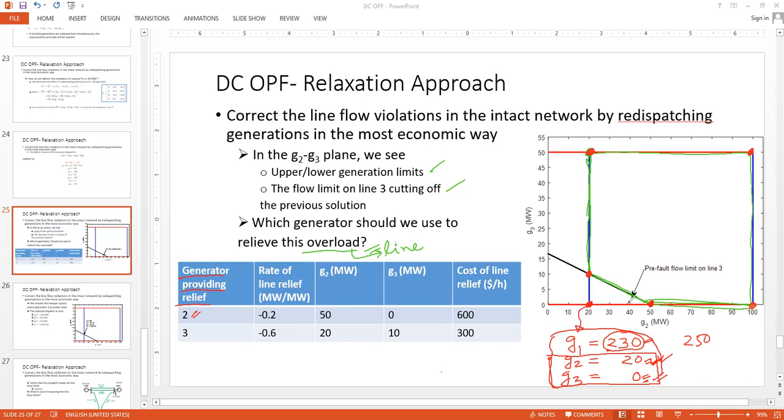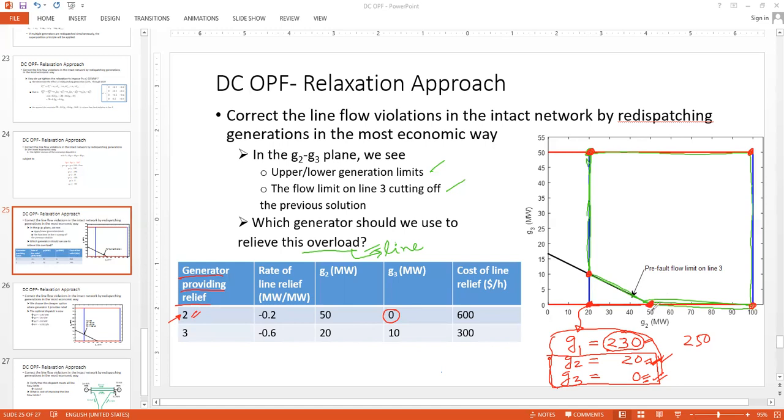Now I'm shifting to either this point or this point and checking the associated cost. So G2 providing relief means what? Means G3 is still not participating, but G2 will increase its generation. So it means I have to go along this line. And this is the point which is a feasible solution.